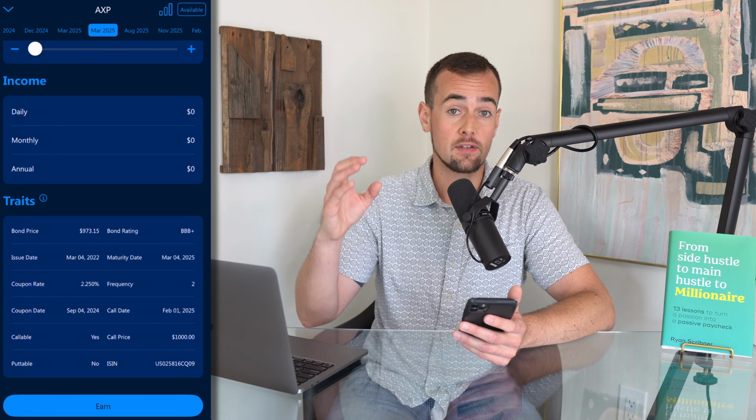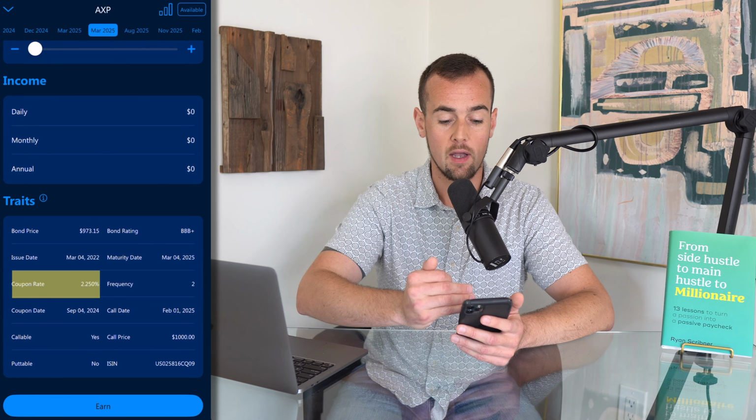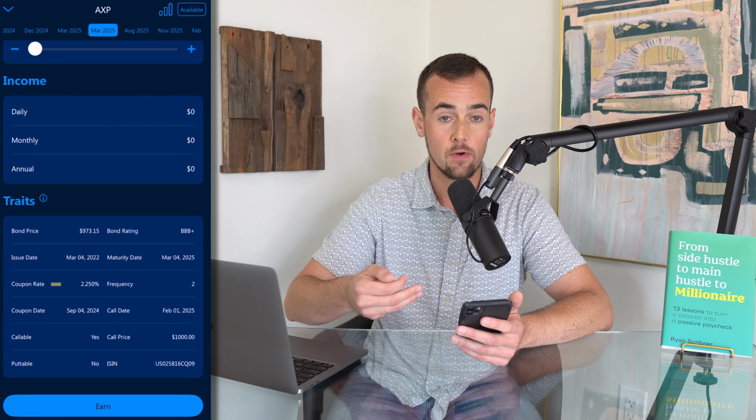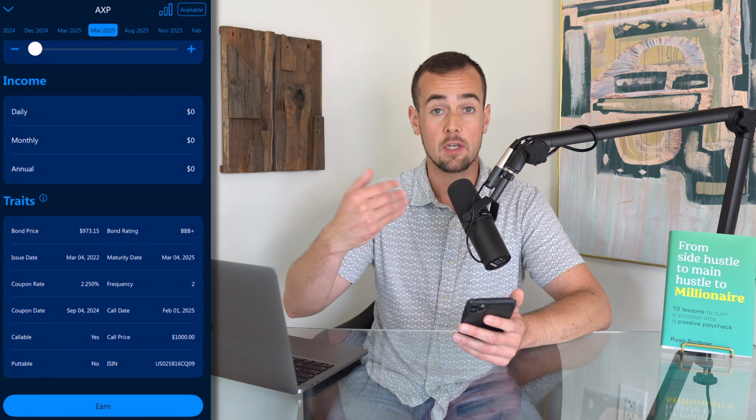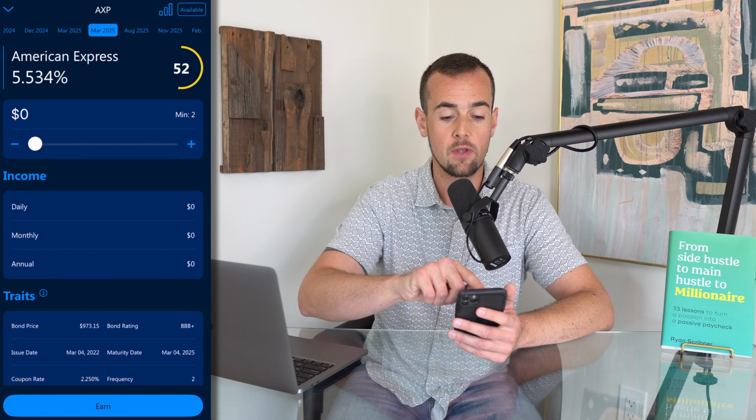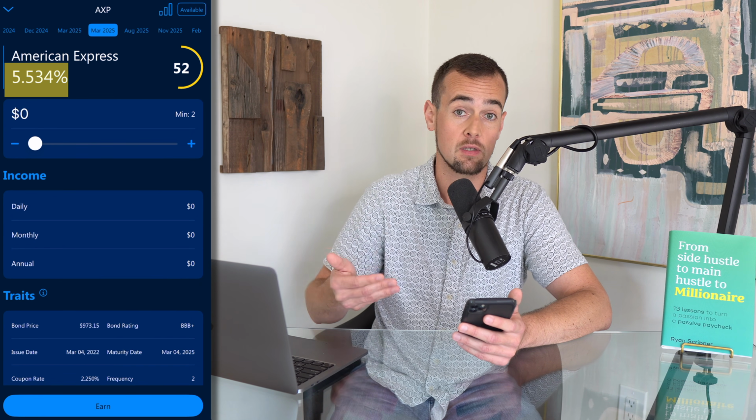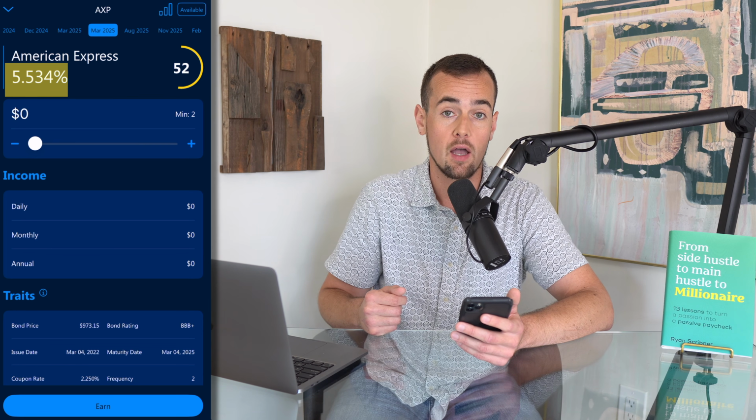In addition to that discount, you're also paid the coupon rate, which is going to be your rate of interest, and then these combined together, the interest rate and the discount, give you this figure up top, which is going to be your estimated annual return from that bond investment.